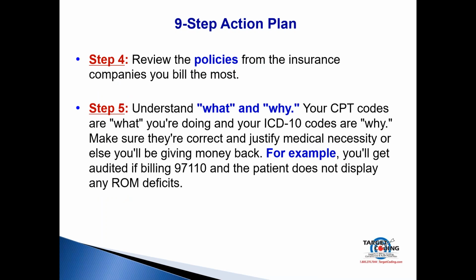Step 4, review the policies from the insurance companies you bill the most. I call it the 35% rule. If you're collecting more than 35% from one particular insurance company, make sure you know the policy on that from that insurance company on the services. If any of you are billing physical therapy to Blue Cross Blue Shield, we're talking about Anthem or your local Blue Cross Blue Shield carrier, and you're billing for, let's say, therapeutic exercises or traction, manual therapy, make sure you read CG Rehab-04. Step 5, understand the what and the why.